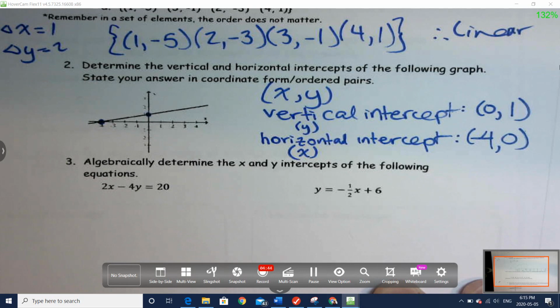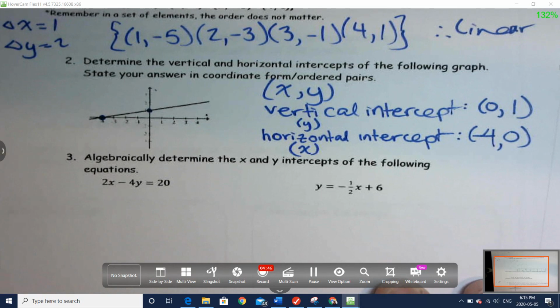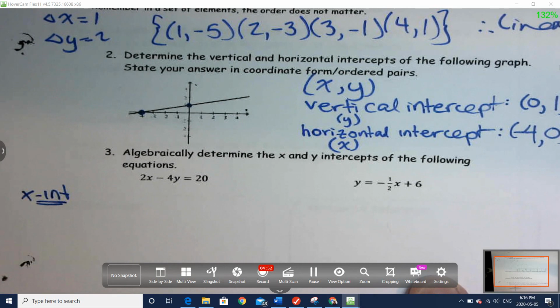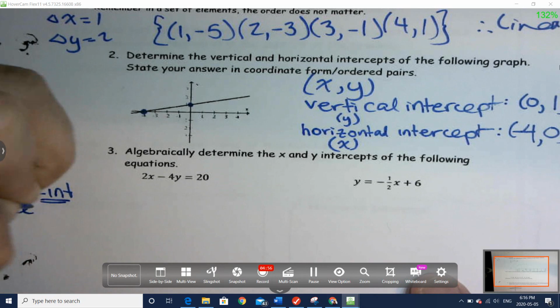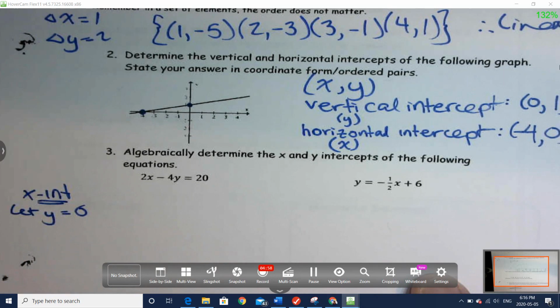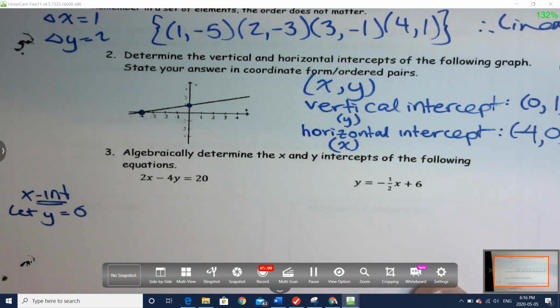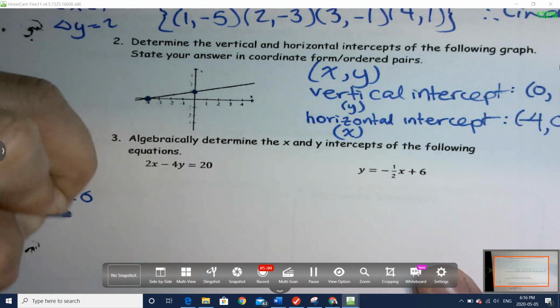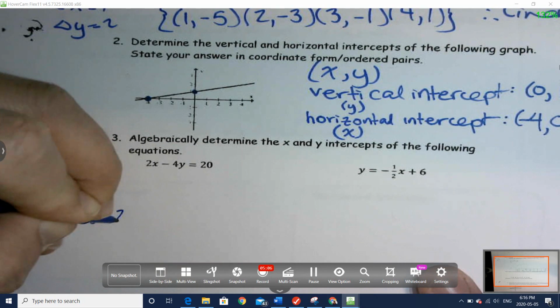So let's try to do that, shall we? So, to find the x-intercept of this equation, 2x less 4y is 20, I'm going to let y equal 0. I'm going to plug that into the equation. So it's going to be 2x less 4 times 0 is 20.